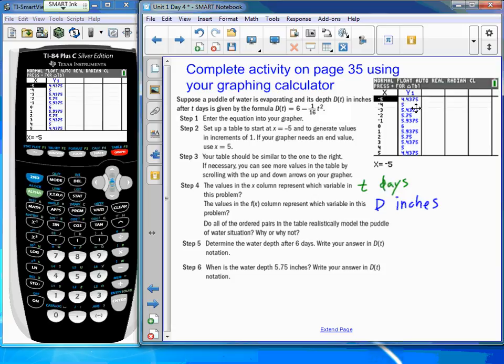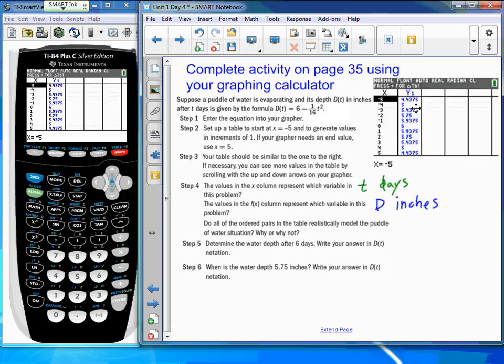Do all of the ordered pairs in this table realistically model the puddle of water situation? Why or why not? What's wrong? I mean, what values don't make sense in this problem if we're talking about the depth d of water in the puddle after t days? What values don't make sense here? Nathan? The negatives for the input.